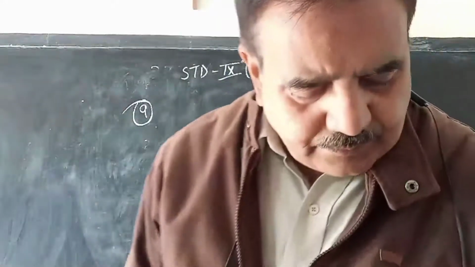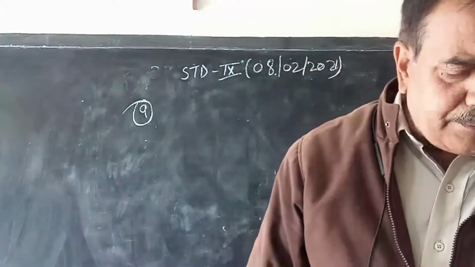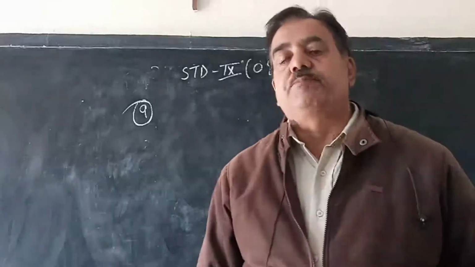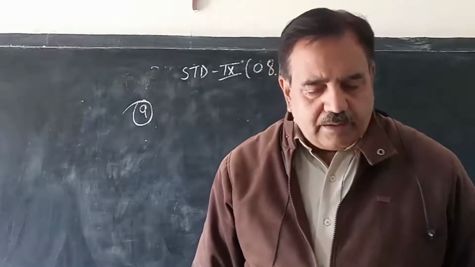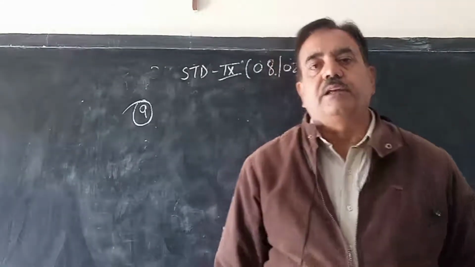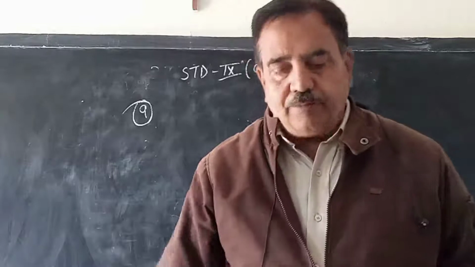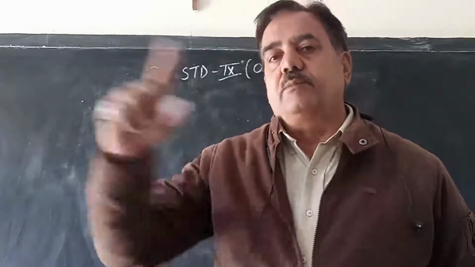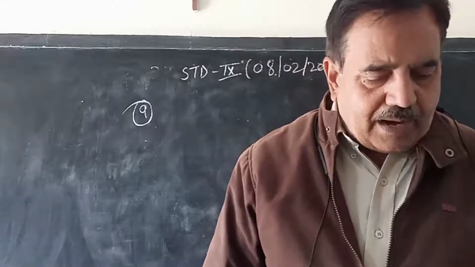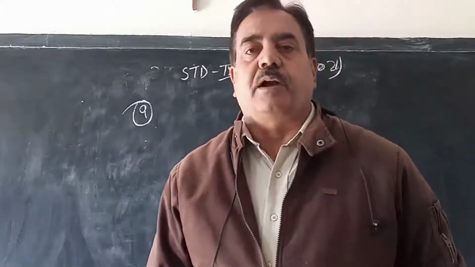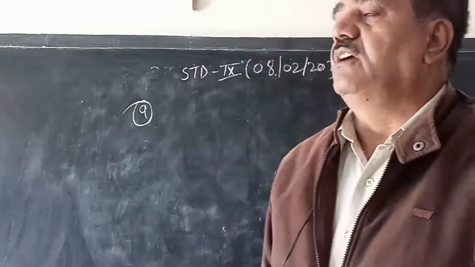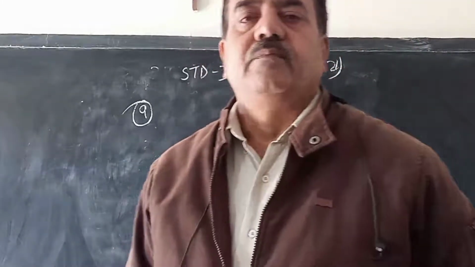The wheel of a cart is making 5 revolutions per second. The diameter of the wheel is given as 84 centimeter. The wheel revolves 5 times in 1 second, and you have to find the speed in kilometer per hour, and write the answer to the nearest kilometer.